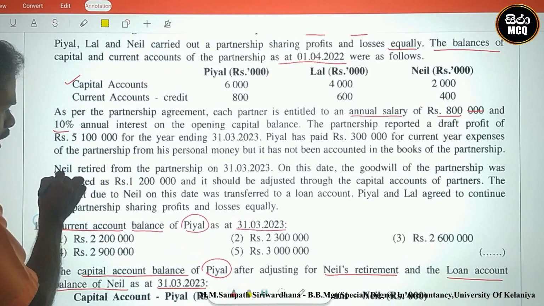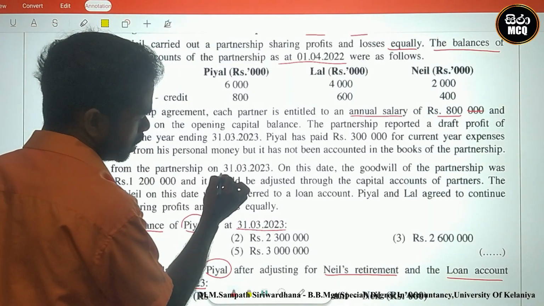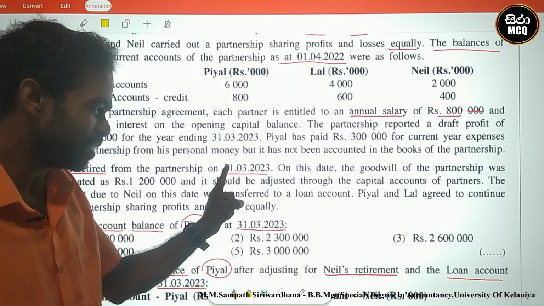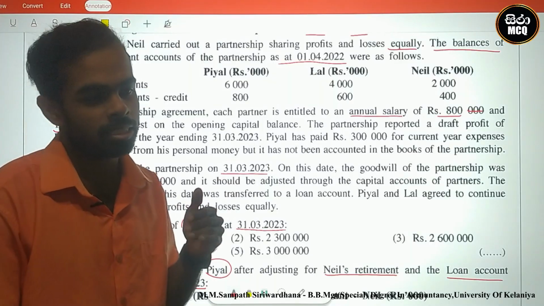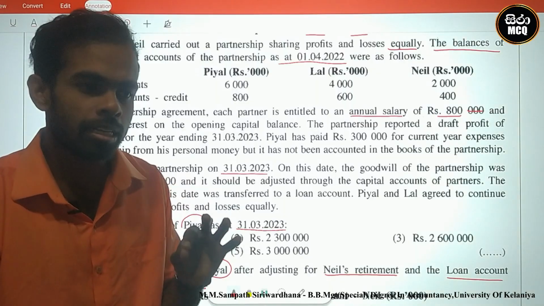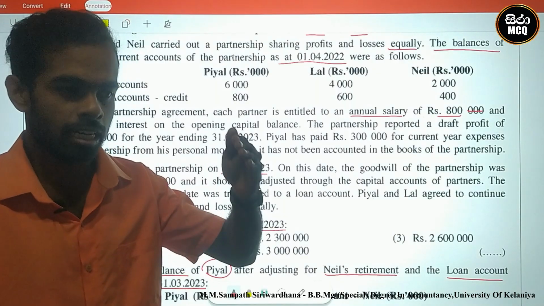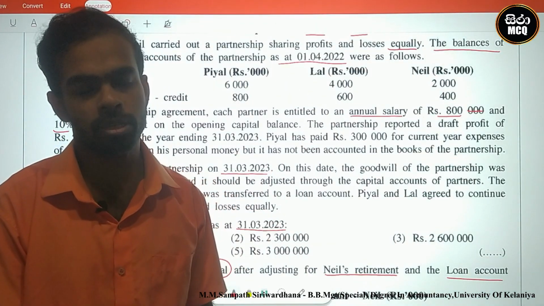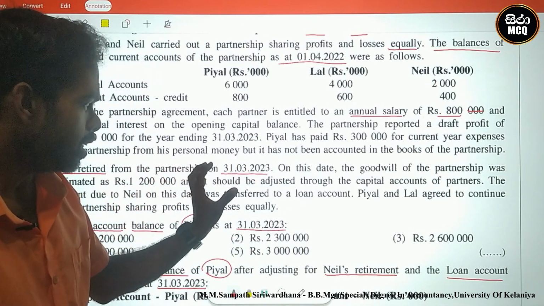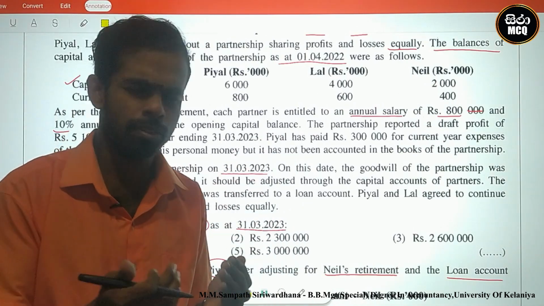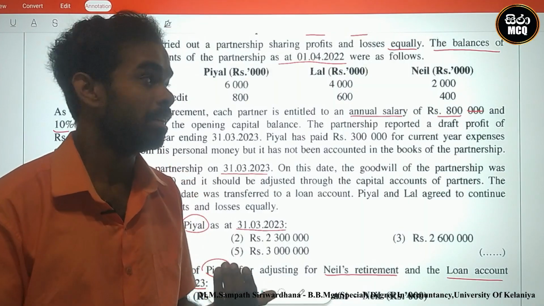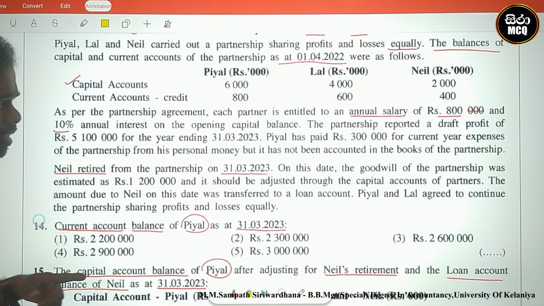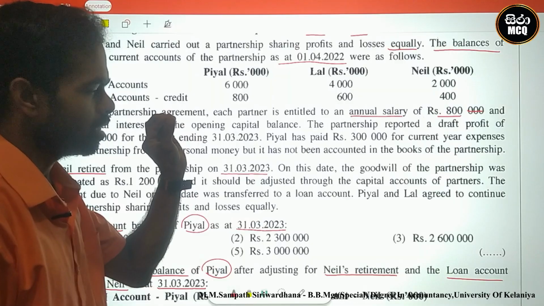Look here, Neil retired from the partnership on 31st March 2023. This is the closing retirement. Why? This is the closing date. Retirement is at the closing date. Therefore, the old agreement should be applied. After the retirement, the new agreement is carried out. The retirement is at the current year's closing date, therefore the old agreement should be applied. Old agreement should be applied means these are the old agreement sentences and old agreement criteria.